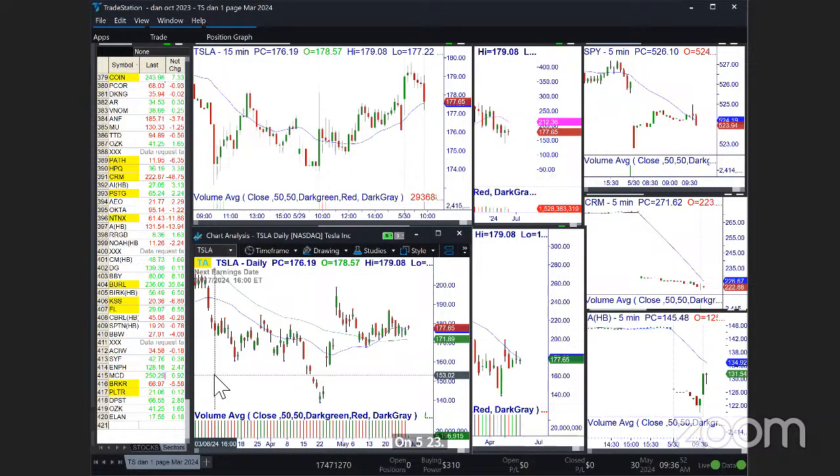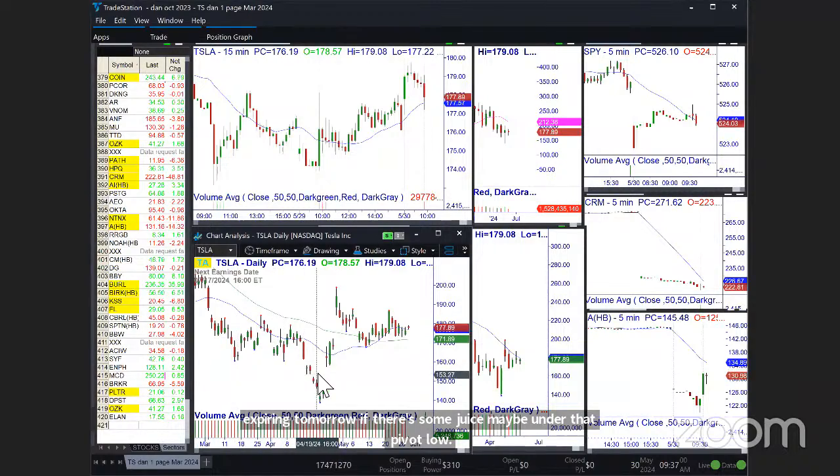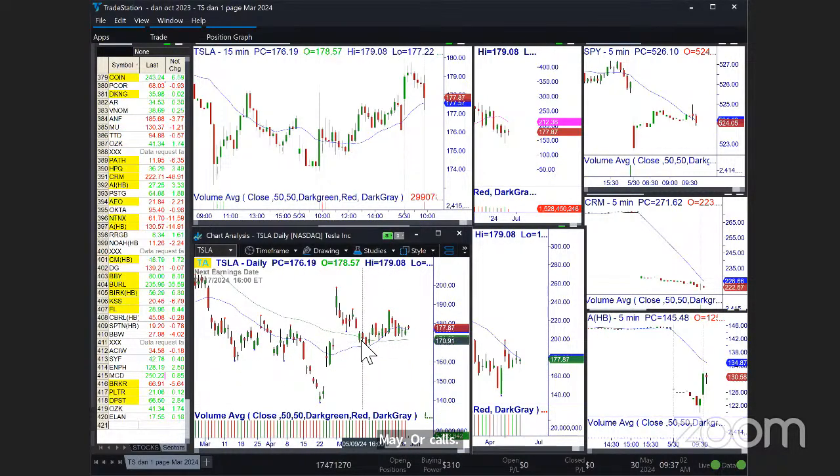Maybe, well, up to you. You want to do a put spread expiring tomorrow if there's some juice, maybe under that pivot low in May, or a call spread, whatever. It's right in the middle of the range. I guarantee you there's going to be no juice with the little VIX. Tesla 170, 26 cents naked. No way.